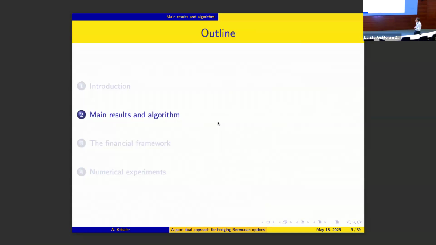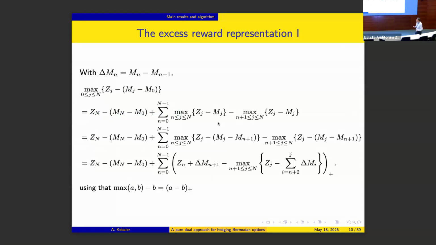So let me now move to the main result of this study and the corresponding algorithm. The idea, as you can see, always starts from a multi-level telescoping sum, but written in a different way. So the main idea comes from this. This running maximum, you can write it in this way. You can write it as the value at final time plus some telescoping running maximum. You can do that, okay?